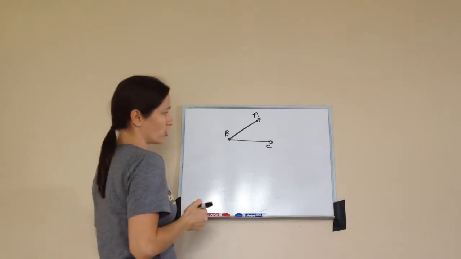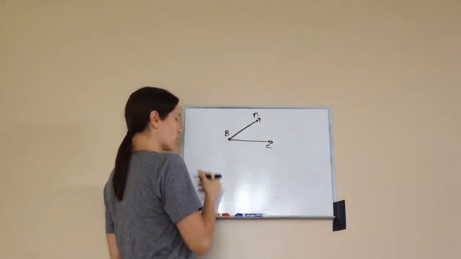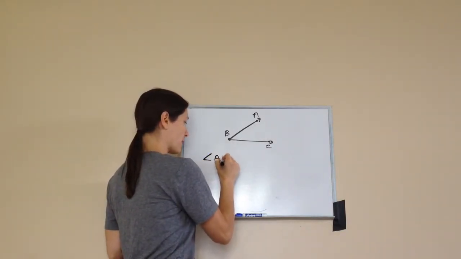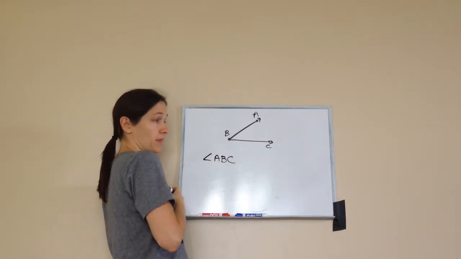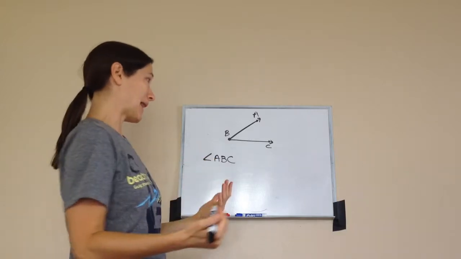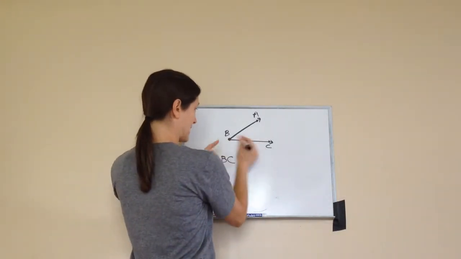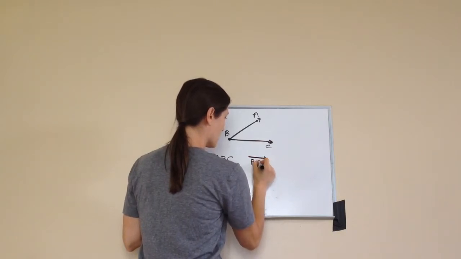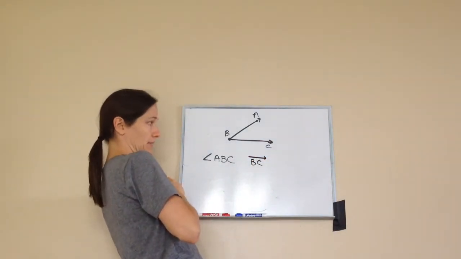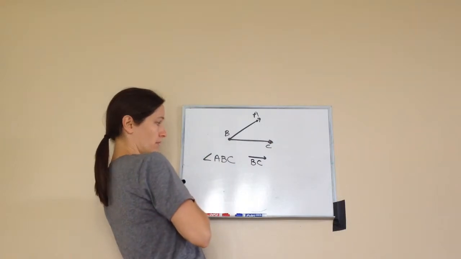And I were to ask you to label this angle, you would say angle ABC, just like that. So if you're telling me about this line right here, you would say line BC or ray BC, because it has a stopper, okay?